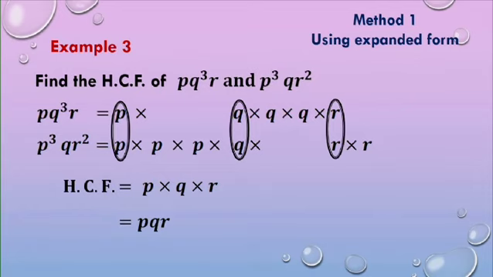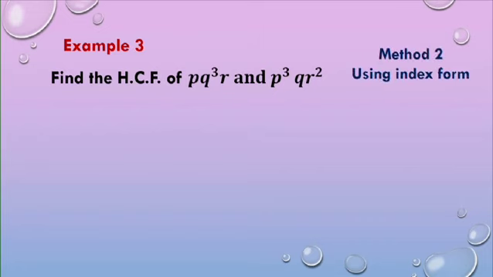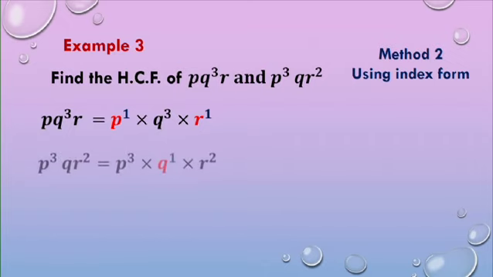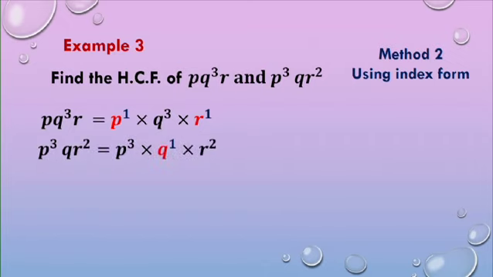Let's find the HCF of the same two algebraic terms now using the second method. We are going to write these two algebraic terms as a product of their factors in index form. So PQ cubed R is equal to P power 1 times Q power 3 times R power 1. And P cubed QR squared is equal to P power 3 times Q power 1 times R power 2. So students, tell me what will be the HCF here.